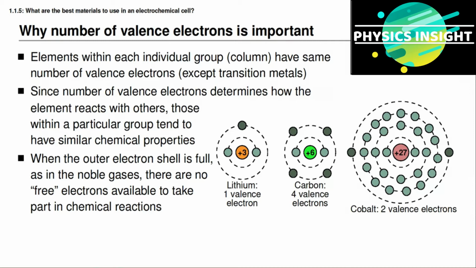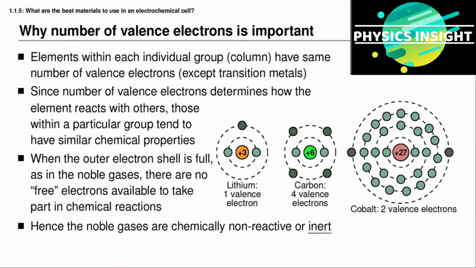When the outermost electron shell is full, as is the case with all of the noble gases on the very far right column of the periodic table, then there are no free electrons available to take part in a chemical reaction. And so the noble gases are chemically non-reactive, and this condition is something we call inert. Noble gases are inert. But for some other examples, I've drawn the electron shells for 3 different elements.